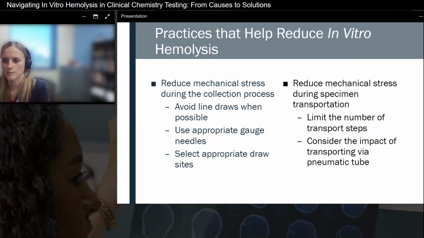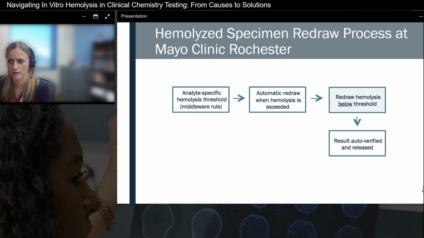This slide lists a few examples, including avoiding line draws during specimen collection, if it's possible, using appropriate gauge needles, and then selecting appropriate draw sites during the collection. Additionally, during the transportation process, limiting the number of transport steps that can jostle and disrupt the red cell membrane can also help reduce in vitro hemolysis, and then also evaluating the impact of transporting specimens via pneumatic tube, particularly lipemic specimens, as I briefly mentioned before, or specimens from patients that may have delicate red blood cell membranes due to various pathological conditions.